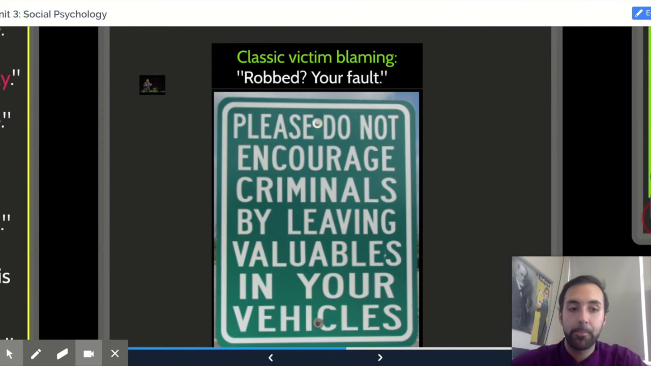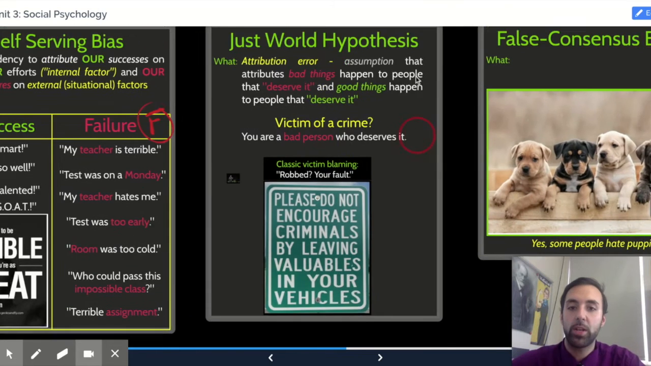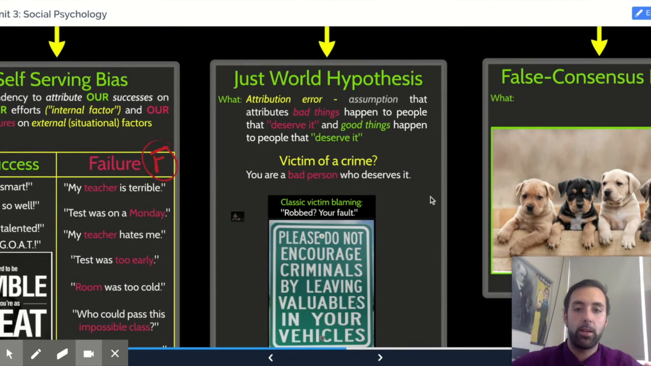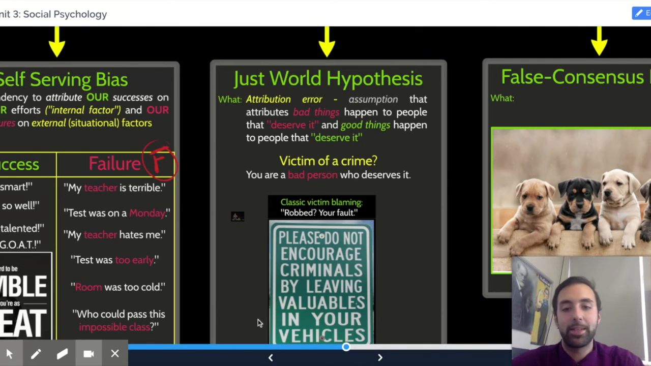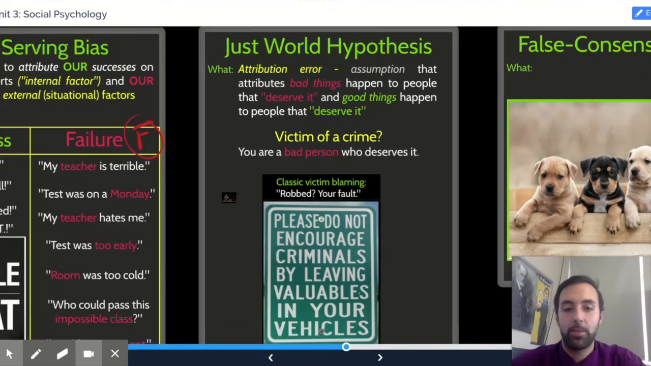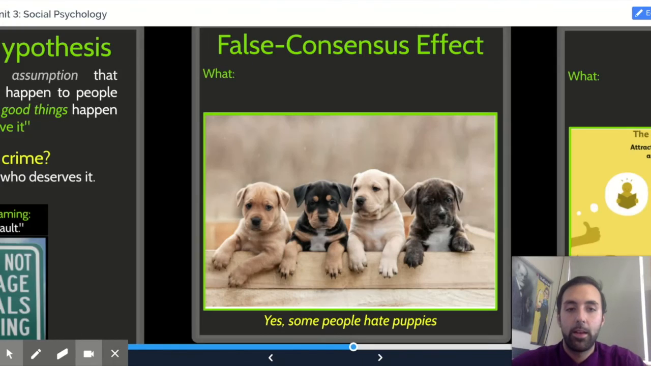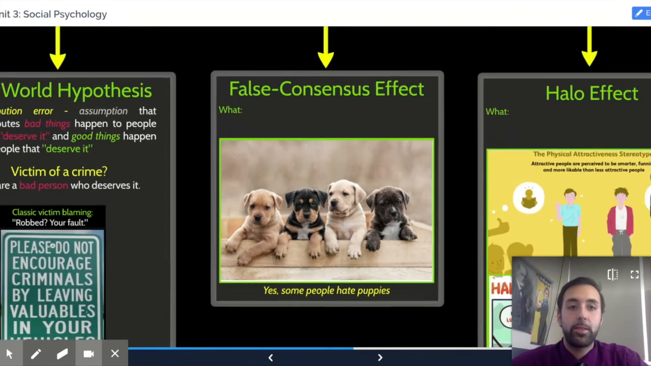That's really silly. But that sign is an illustration of the just world hypothesis, where bad things happen to people that must clearly in some capacity deserve them, while good things happen to people that somehow deserve it, sort of in the inverse. It's an attribution error. This sign really is implying something that's really not factual. Two remaining boxes in this column.